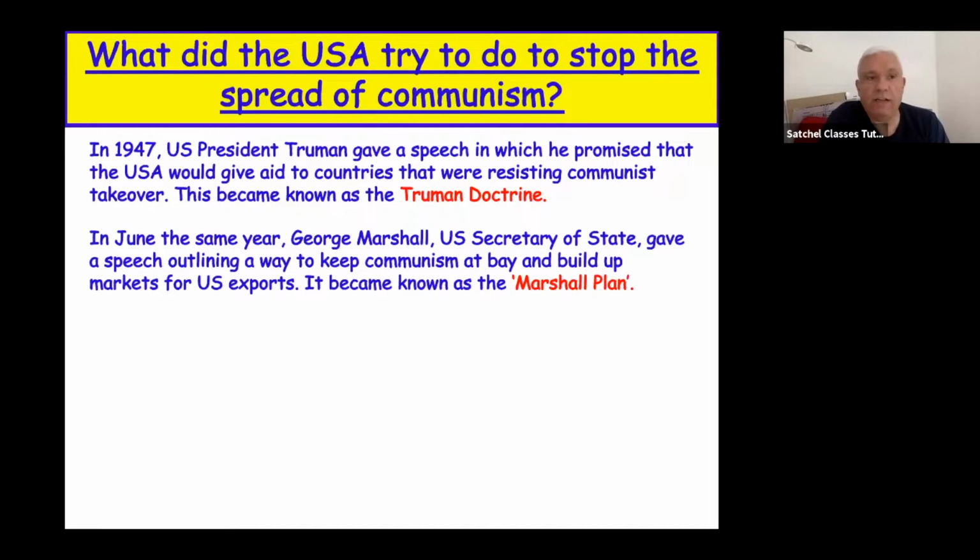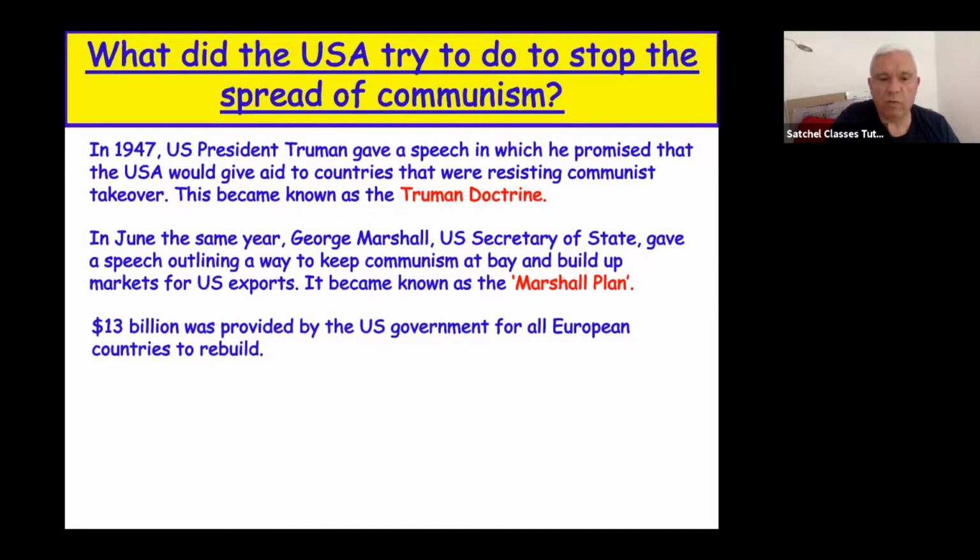Now, that doesn't mean they just gave money willy-nilly to countries to do what they liked with it. It was about giving money to mostly European countries, which would spend it on American goods or with American companies. So it was building up the American economy as well, and the countries would also have elections, so they wouldn't be going down the communist route. So it wasn't necessarily offered to the communists.